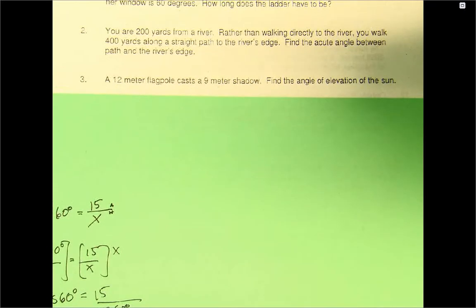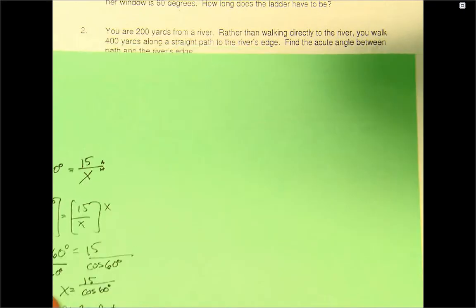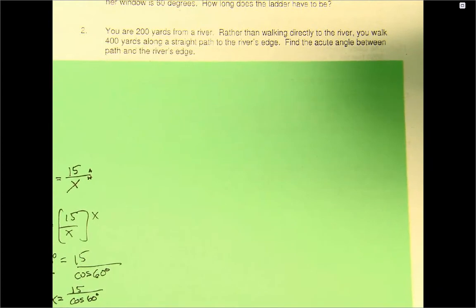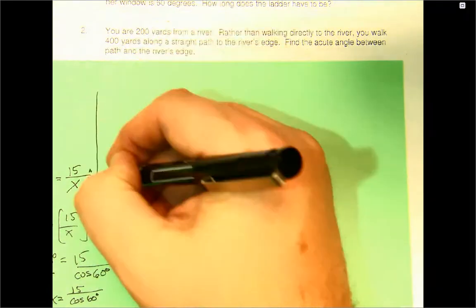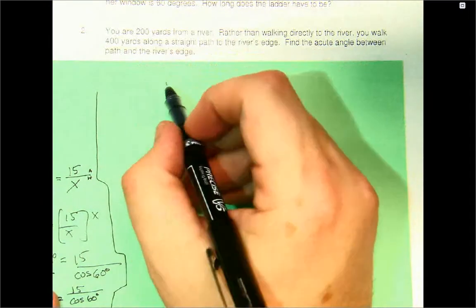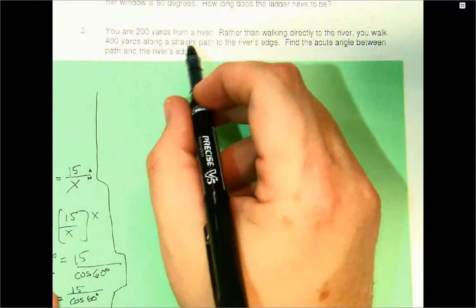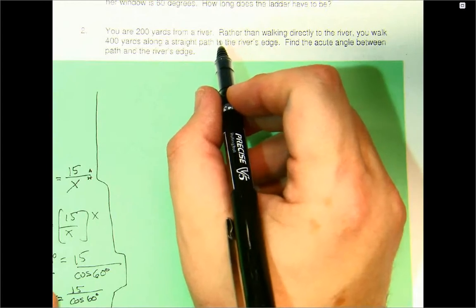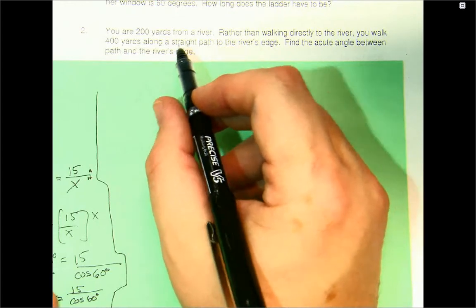All right. Now, number 2. Let's take a look at number 2. You're 200 yards from a river. Rather than walking directly to the river, you walk 400 yards along a straight path to the river's edge.